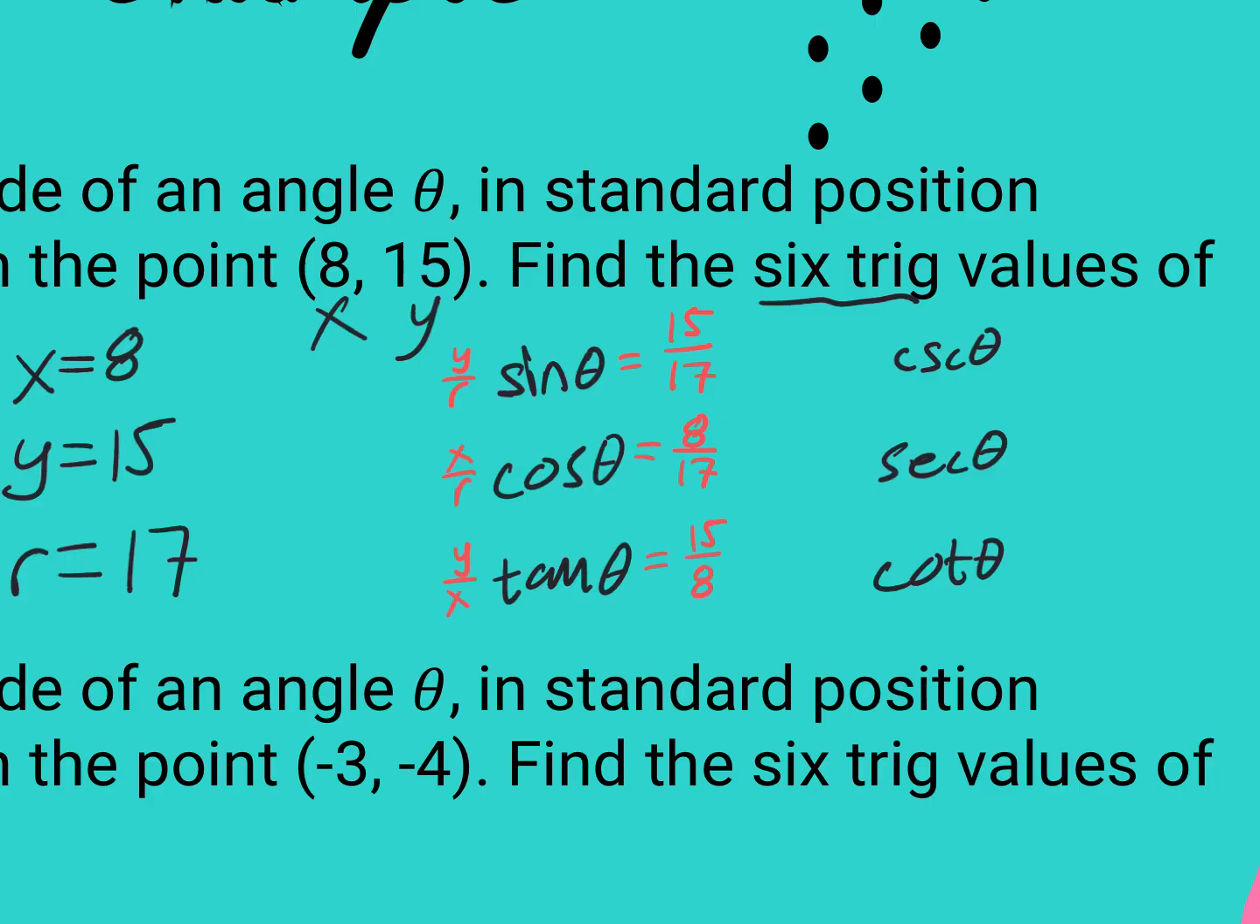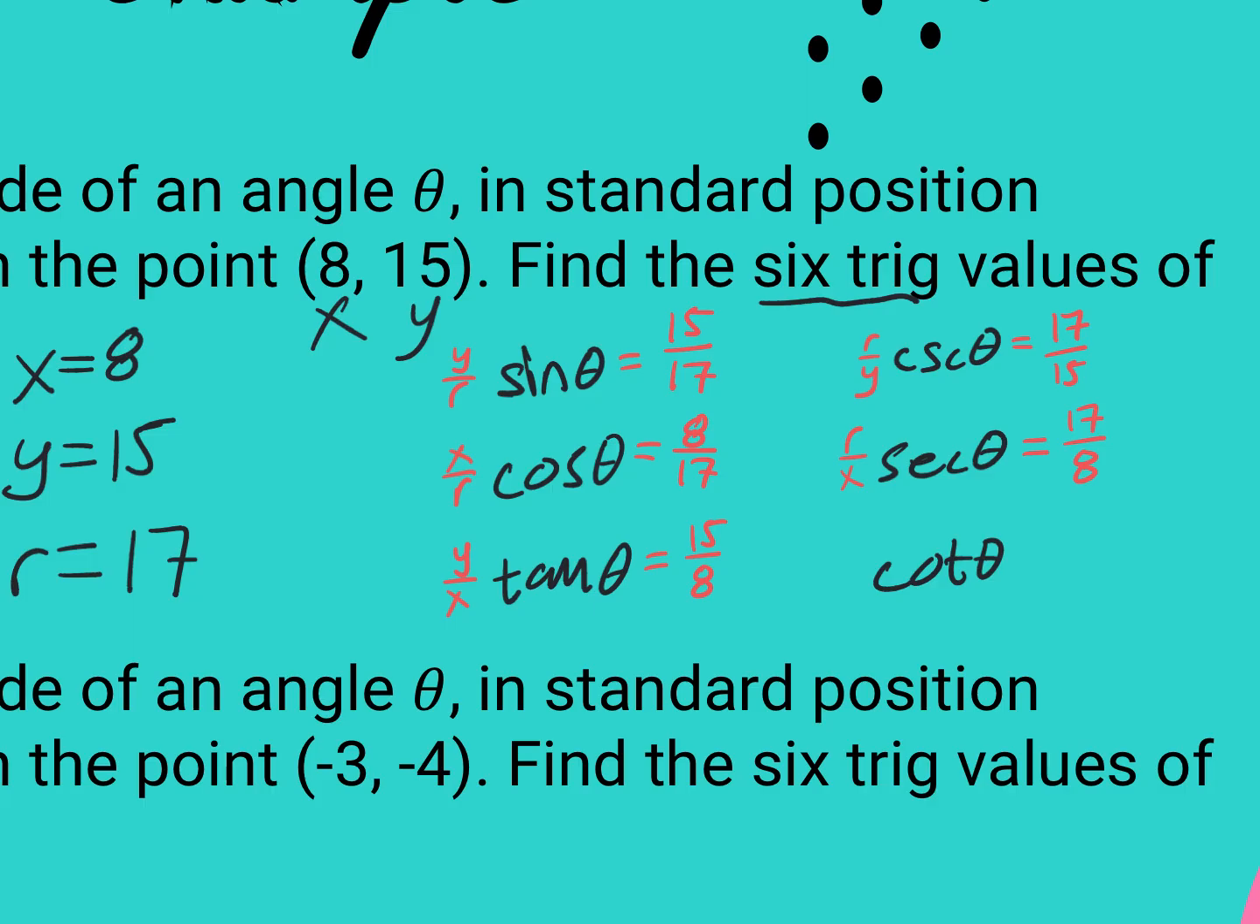And then that's all we have to do to get those 3. Now to get the reciprocals, all we do is flip them, right? Remember, cosecant goes with sine, so this one is r over y, so this one's going to be 17 over 15. Secant goes with cosine, so this one's r over x, so this is going to be 17 over 8.